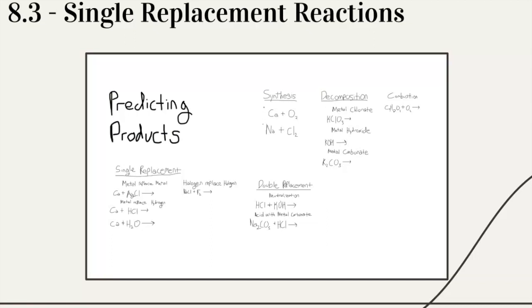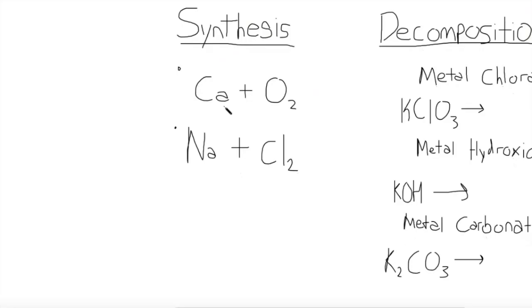Now I'm going to go ahead and predict products of synthesis, decomposition, and combustion reactions. We'll head on to single and double replacement later. Okay, so first I'm going to go ahead and do synthesis. So we have calcium and oxygen. And this one's pretty simple. It looks exactly how it seems. So we're going to just combine the two.